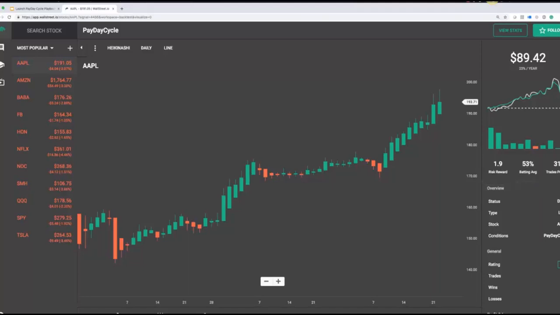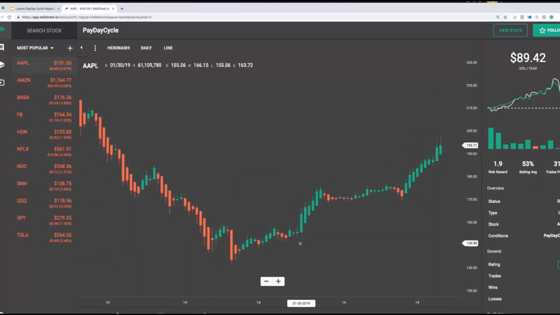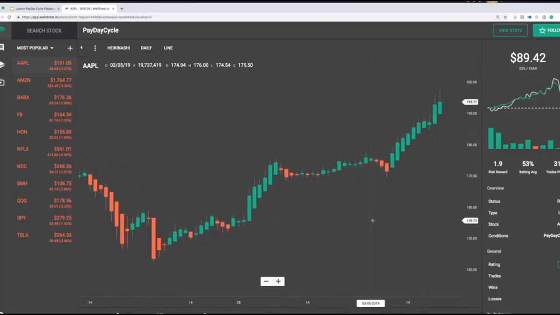53% batting average. This can be improved a lot. And it's got a lot of trades throughout the year, about 31 trades a year. Okay, so one of the things that makes this strategy really profitable, and you can see the profitability up here, is that the risk reward is really good.